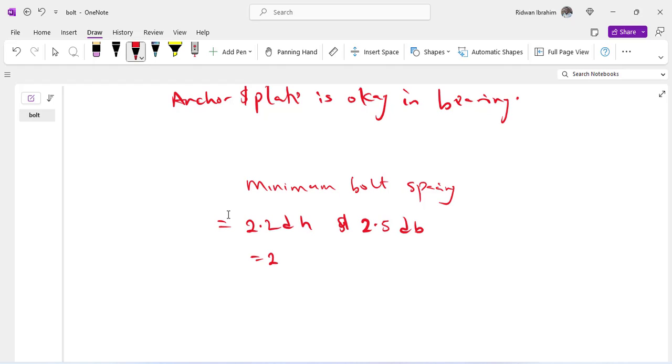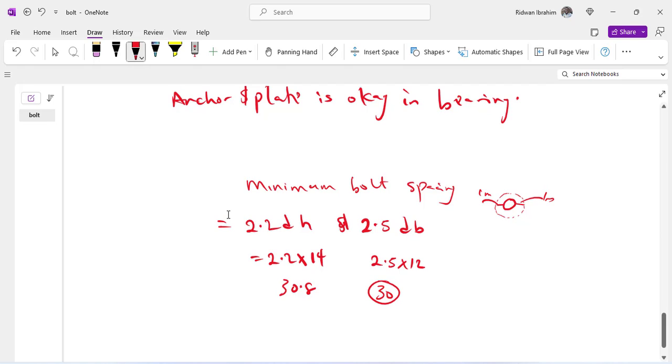So 2.2 times the diameter of hole, which is 14. If my bolt is 12 mm, I expect my hole to be 14 mm, so 1 mm to this side, 1 mm to this side, because there needs to be a tolerance for the bolt to go inside the hole. So the diameter of hole is this, and then this one is 2.5 times the diameter of bolt, which is 12. That will be 30.8, that will be 30. So that is almost the same. You now pick the lesser, which is 30.